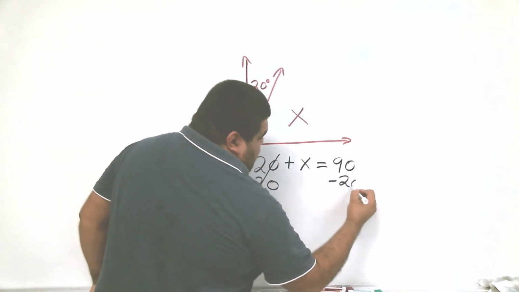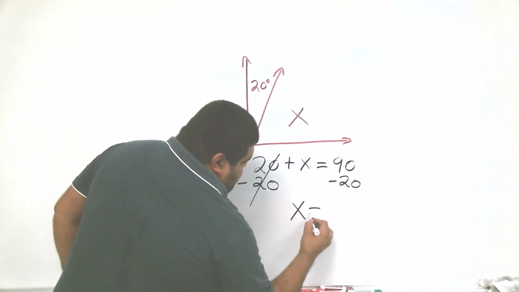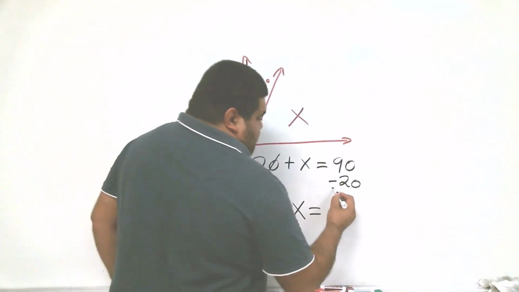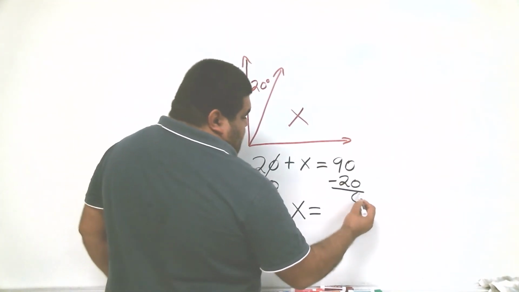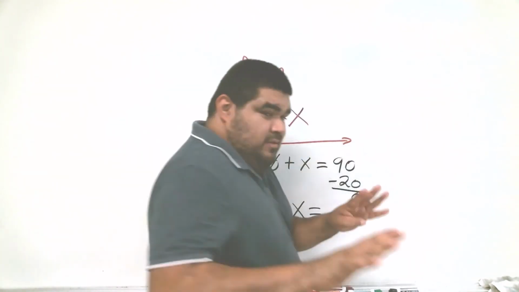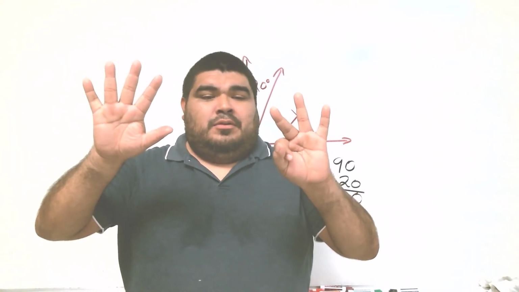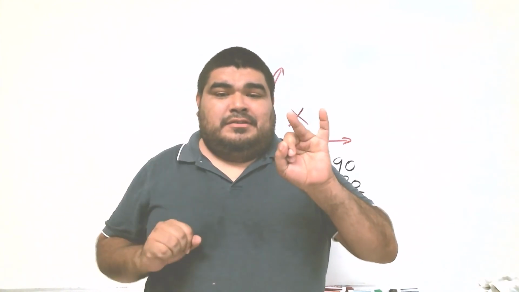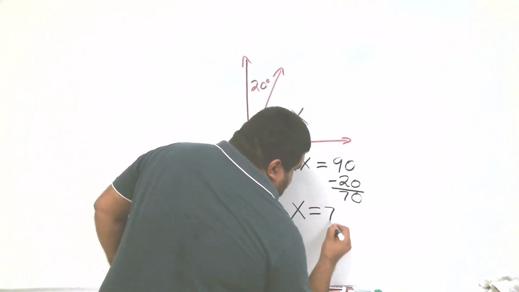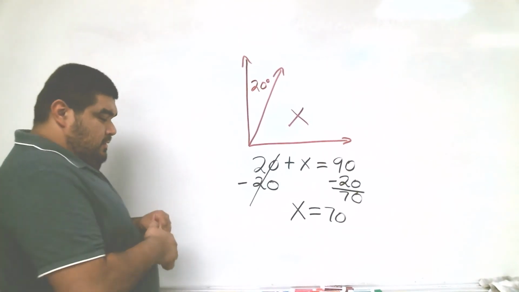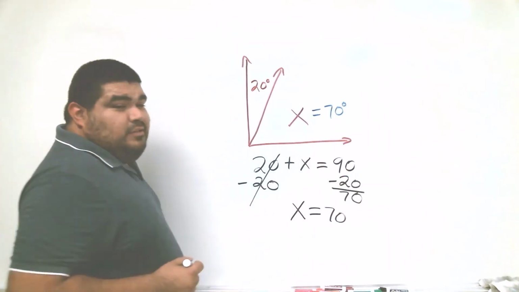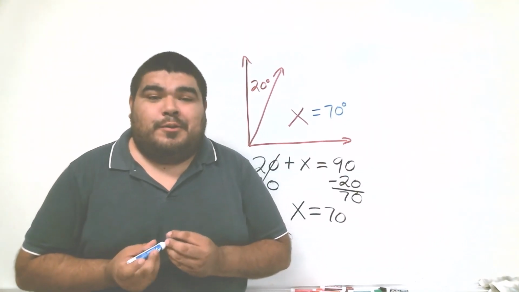You do the same thing over here. We have x equals 90 minus 20. So we have a 0, because 0 minus 0 is 0. 9 minus 2, we're left with 7, right? 5, 6, 7. So x equals 70 degrees. And we solved for our complementary angle, okay?